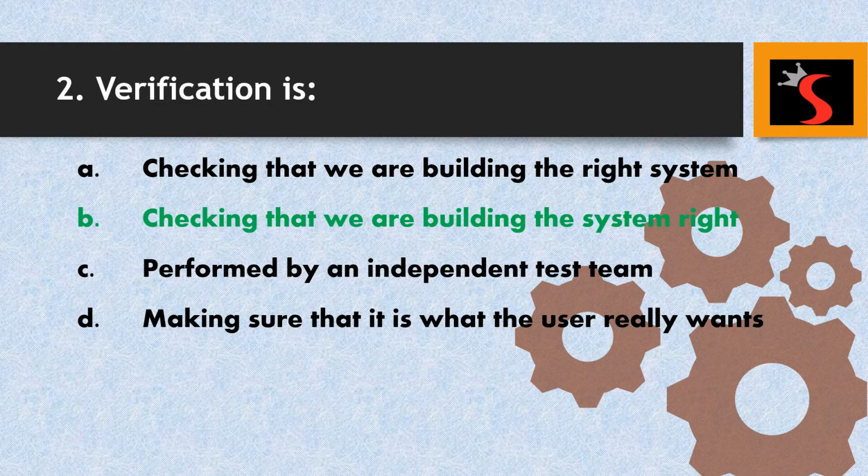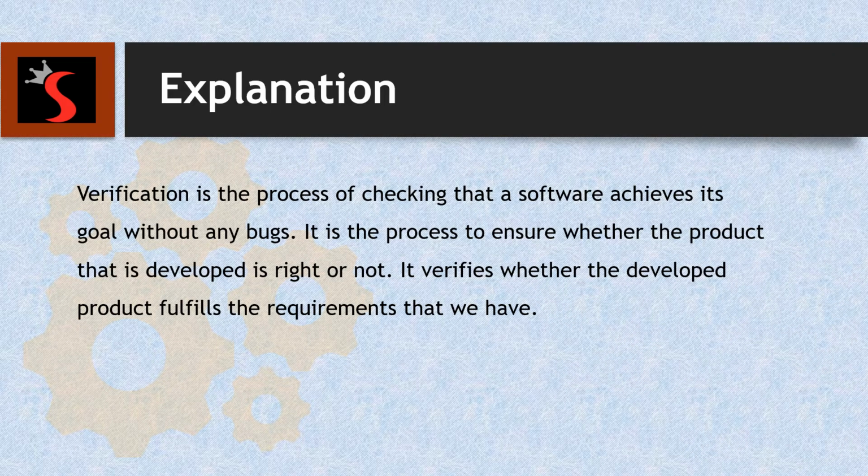And the right answer is option B. Checking that we are building the system right. Explanation: Verification is the process of checking that software achieves its goal without any bugs. It is the process to ensure whether the product that is developed is right or not. It verifies whether the developed product fulfills the requirements that we have.